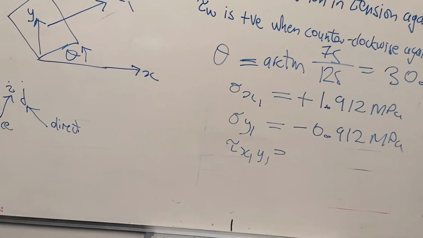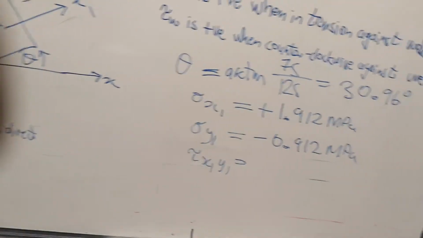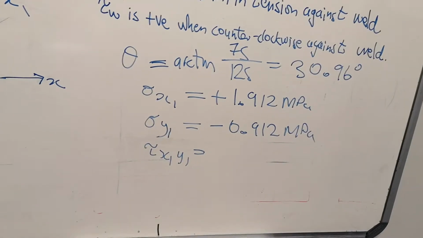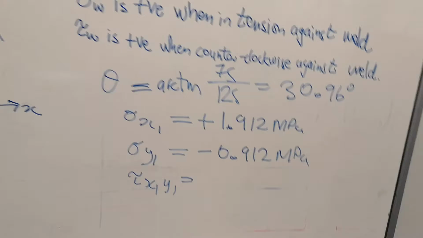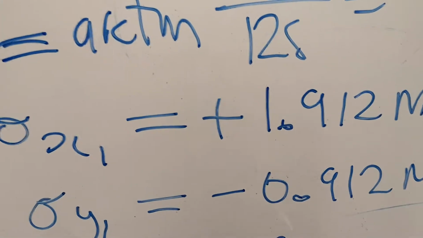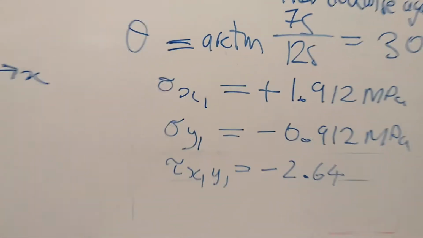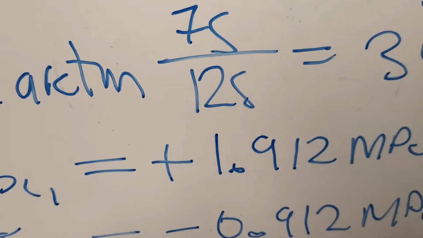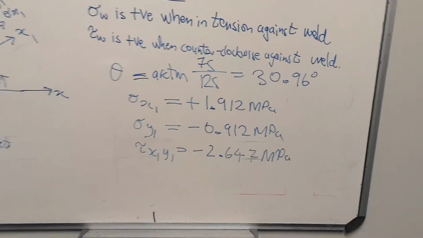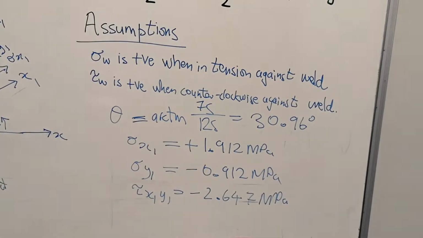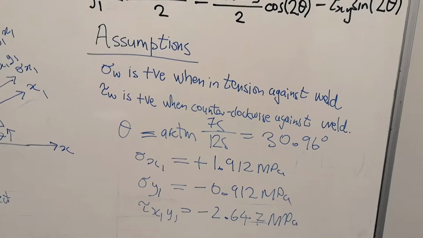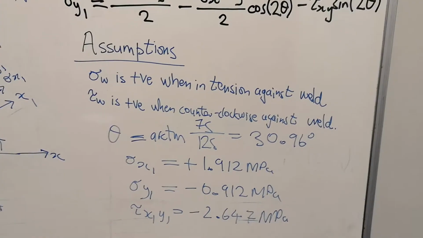I work it out to be shear stress tau x1y1 is equal to minus 2.647 megapascals. All right, so we've got the answers according to the formula using the equations. Now we just have to interpret what this physically means.